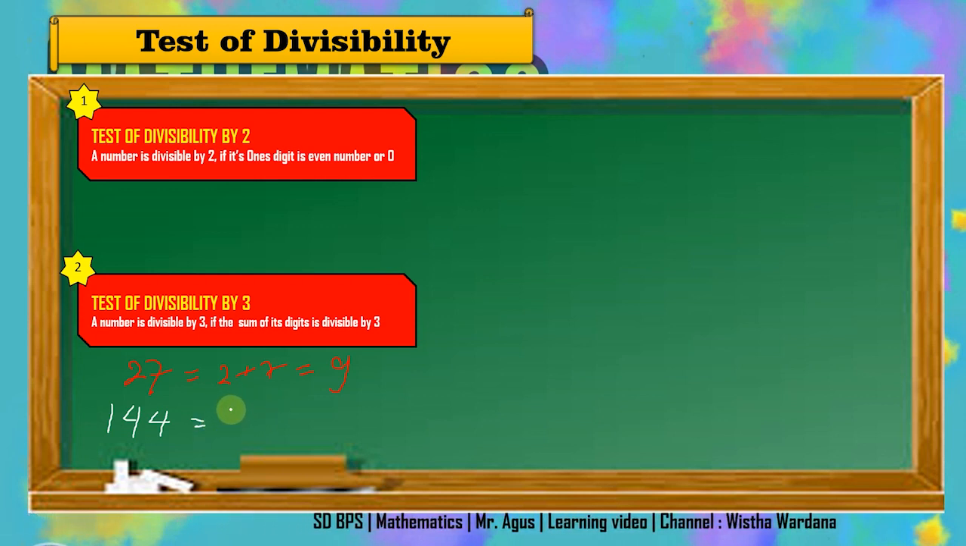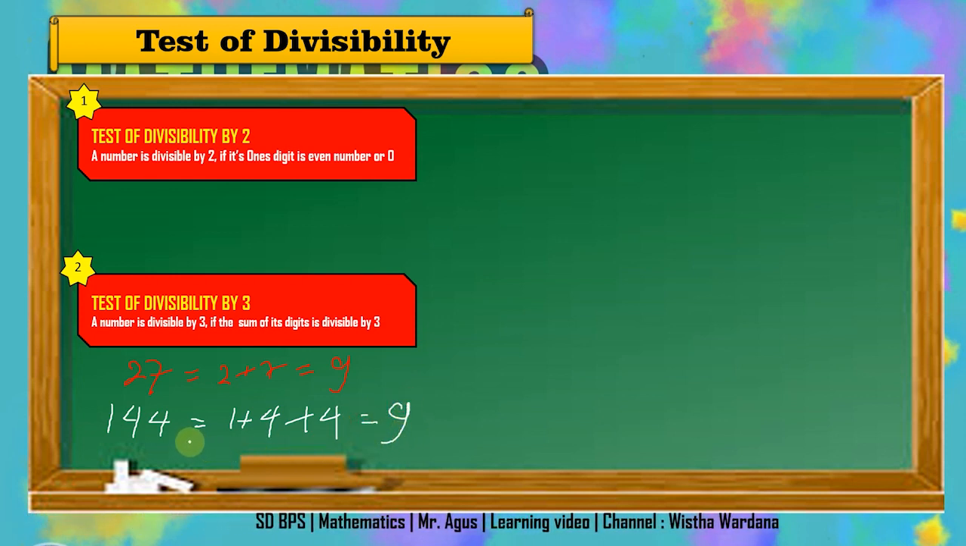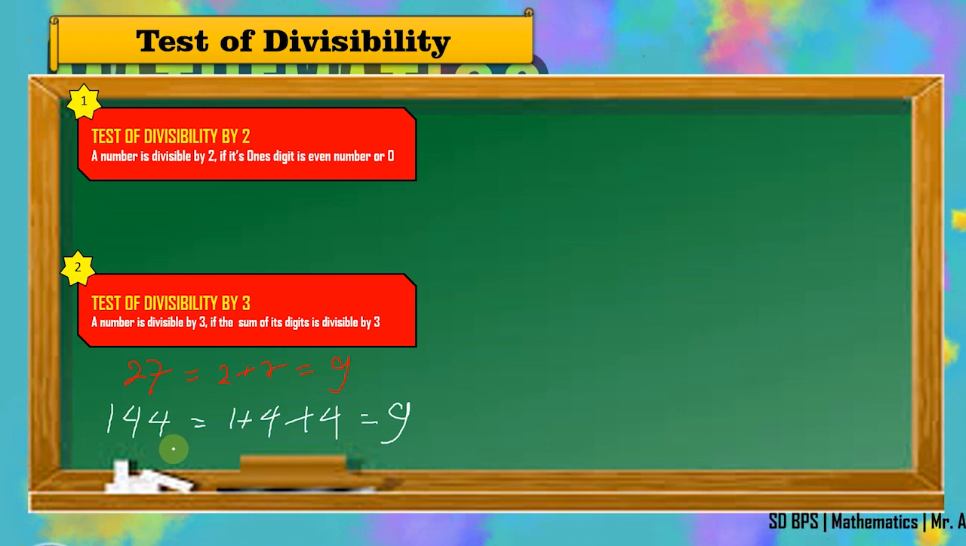You have to check by trying to find the sum of its digits. So you have to add 1 plus 1 plus 4 plus 4. 1 plus 4 equals 5, and 5 plus 4 equals 9. So 144 is divisible by 3. You can check it by yourself and try to find the result of 144 divided by 3.